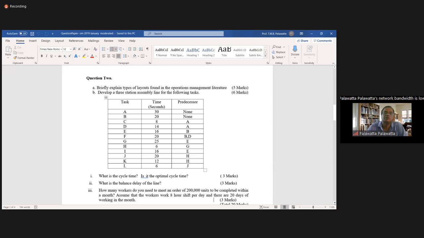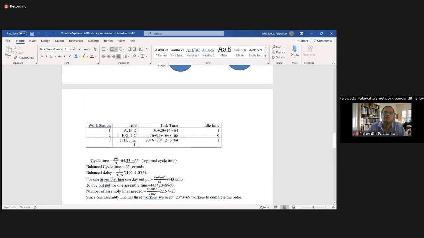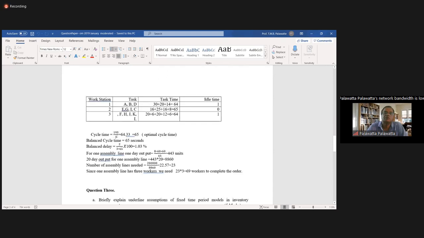So we divide 193 by 3. This is total value-added time divided by number of workstations, and the number of workstations here is 3. That becomes 64.33, and you have to round it up to 65. So 65 is the optimal cycle time. We need to find a balance: if you can find a balance for 65, then you have given a perfect answer.